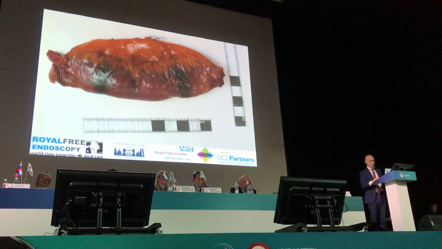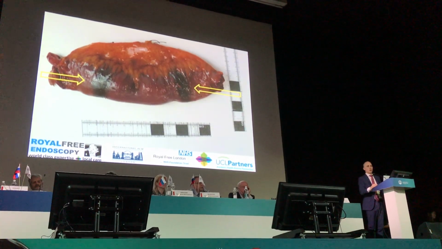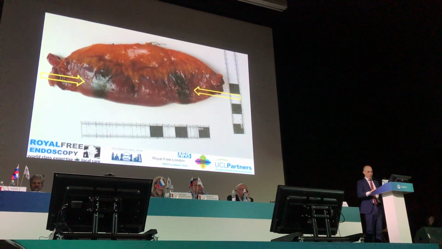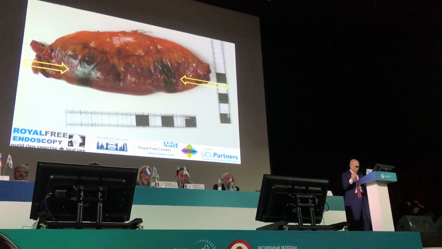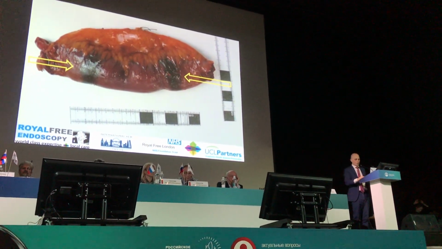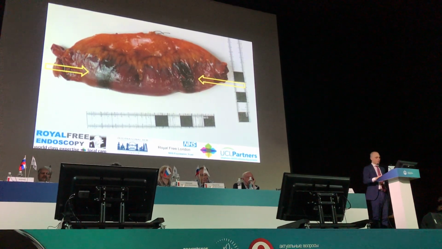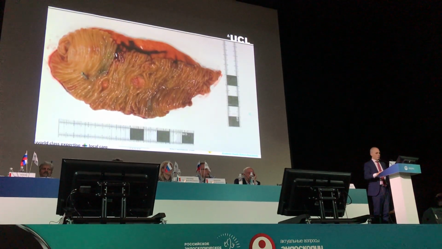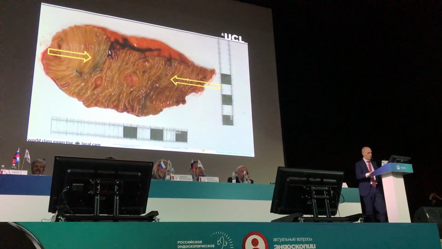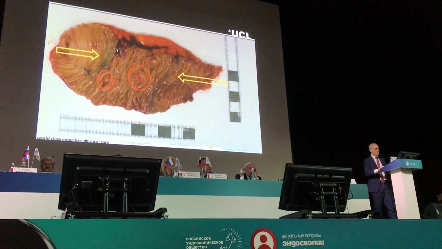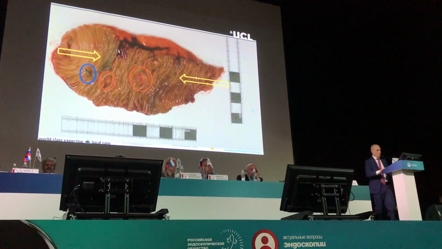So this is the specimen. As you can see here and here you have the tattoo. And the specimen is, I think, about 10 centimeters, so it's a very small specimen, so it's a minimally invasive surgery. And this is when the pathologist opened the specimen, so you can see the tattoo here, you can see the carcinoids here, and you can see the clips here.